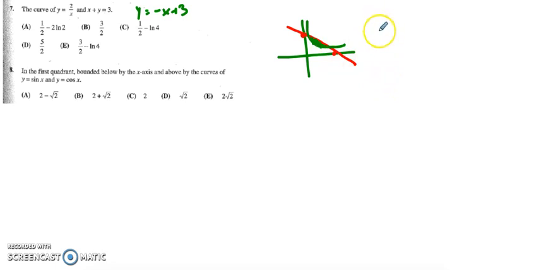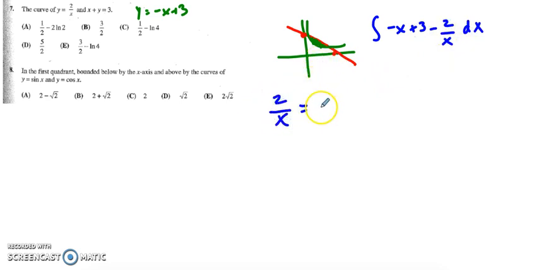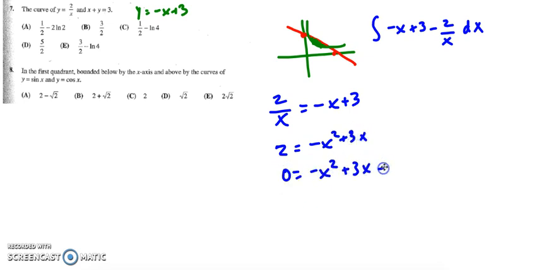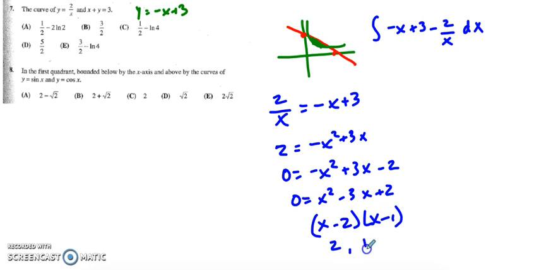So I need top curve minus bottom curve here. The linear curve is the top curve. So negative x plus 3 minus 2 over x dx. My limits of integration, I need to find the intersection point between these two. So 2 over x equals negative x plus 3. Let's cross multiply to get 2 equals negative x squared plus 3x. Now let's go ahead and subtract 2 from both sides. Oh, to make our lives easier, let's multiply through by a negative 1. And now let's factor to x minus 2, x minus 1. So my limits of integration are 1 and 2.